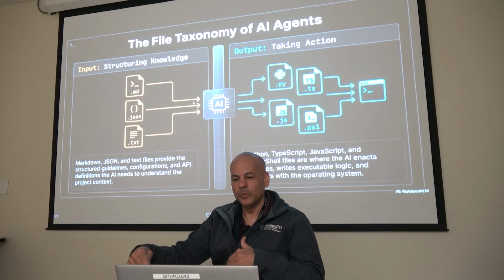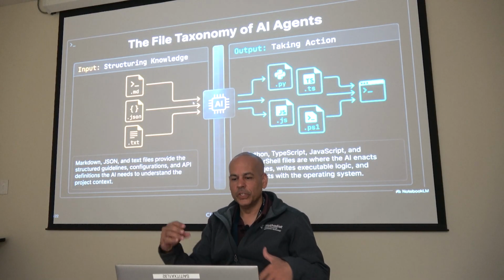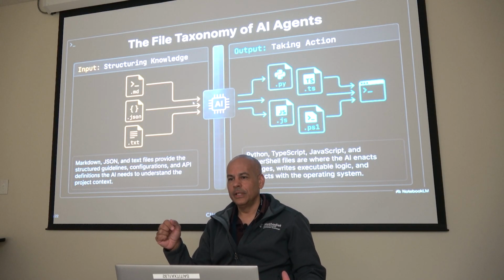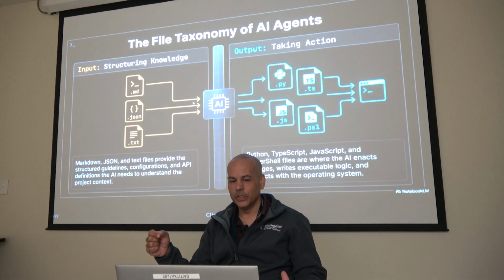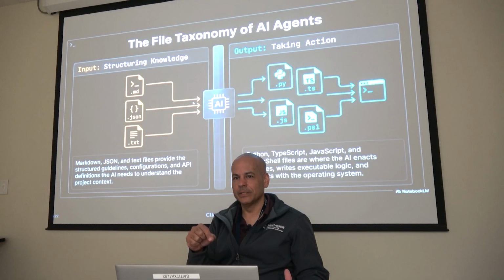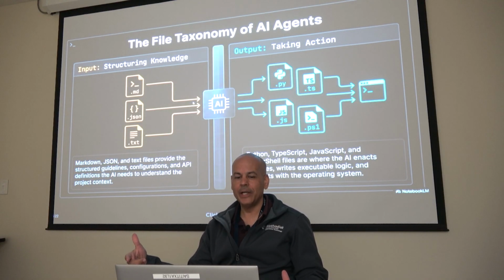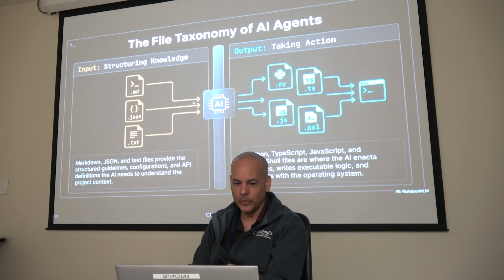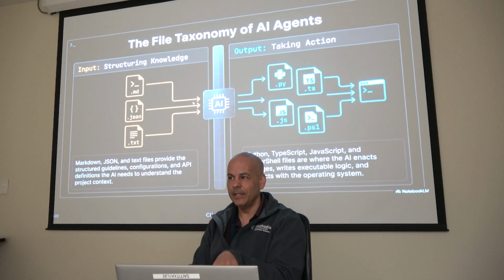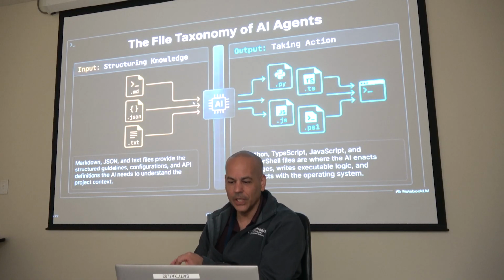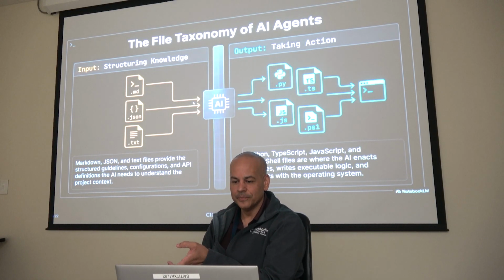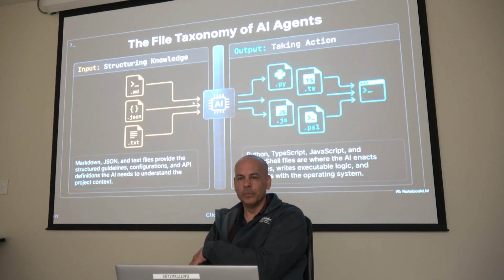So I say that because when we're interacting with it at the computer level, there are two kinds of files that we have to interact with. There's a knowledge base, and then there are the executables, right? To make the long story short, AI really works well with these types of files when it's structuring knowledge: Markdown files, JSON files, text files. And the executables are like Python files, PowerShell, JavaScript. Those are executables, right?